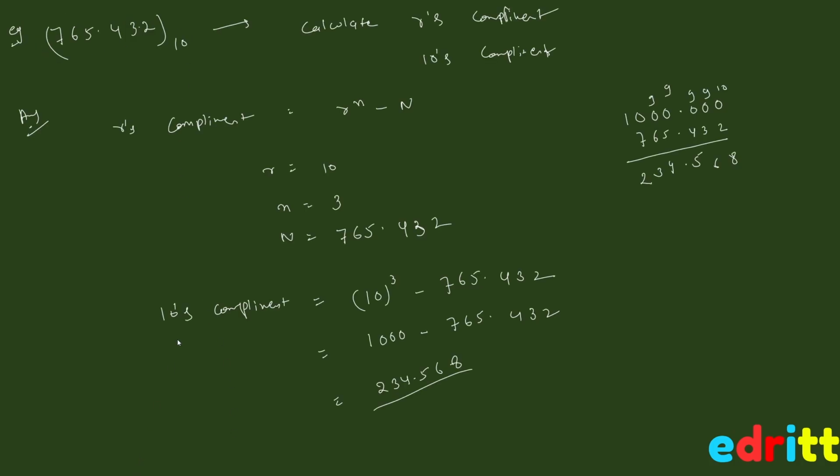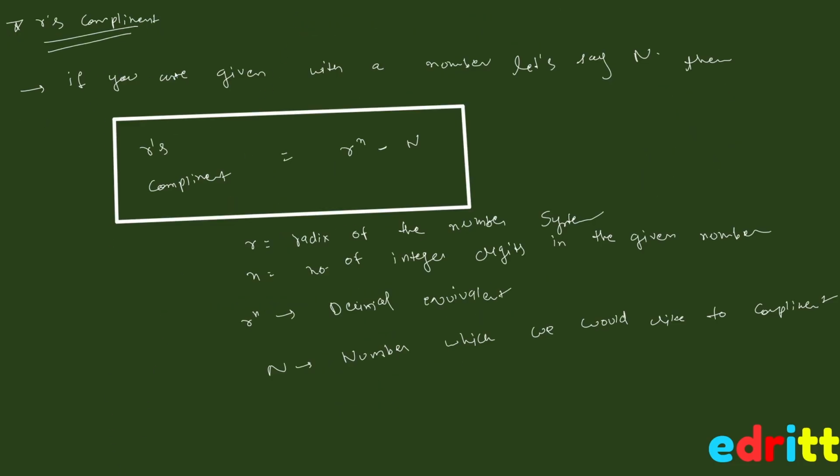Now let's try to understand what the r minus 1's complement is, which is also pretty easy. So let's directly jump in. We will see the r minus 1's complement of a number. Again, similar to this case, you are given a number, let's say capital N.